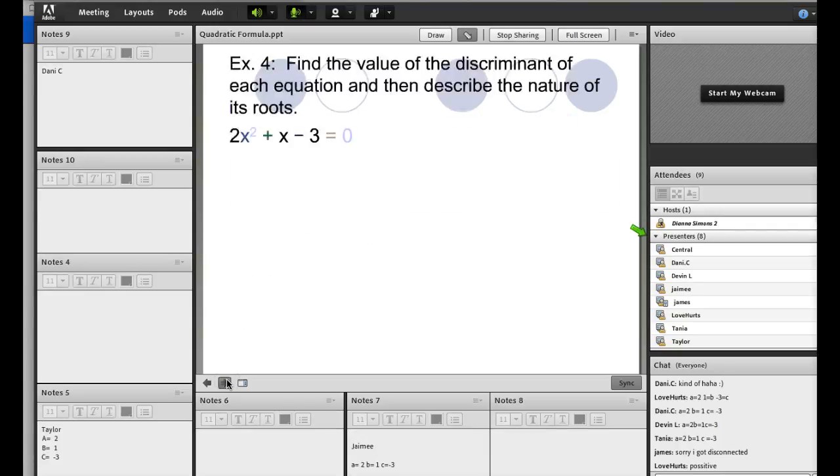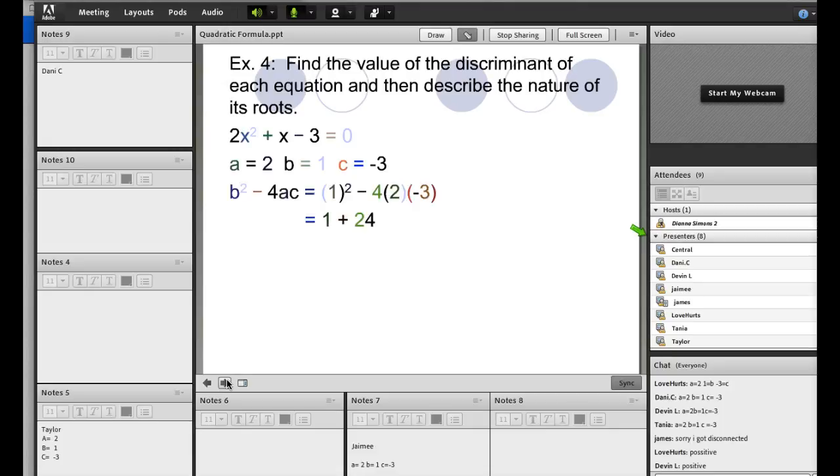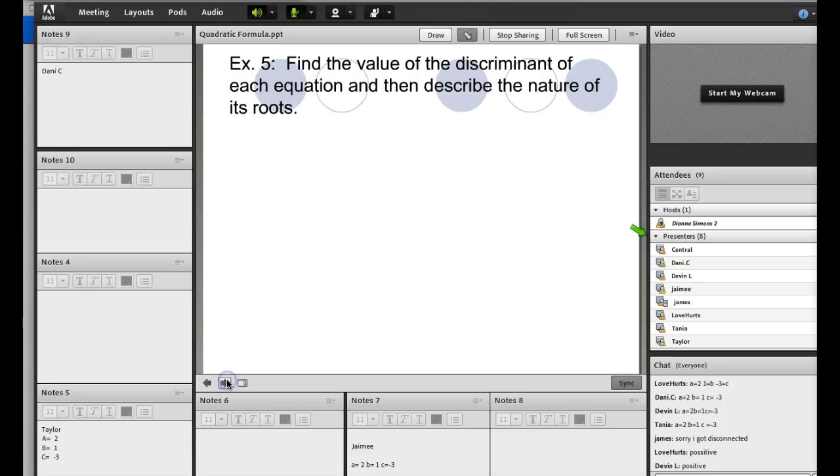Whoops. Who's making me go backwards? Okay, so I think this is going to be the last one, guys, because 2 things. It's almost 12:30 and my computer's about to die.